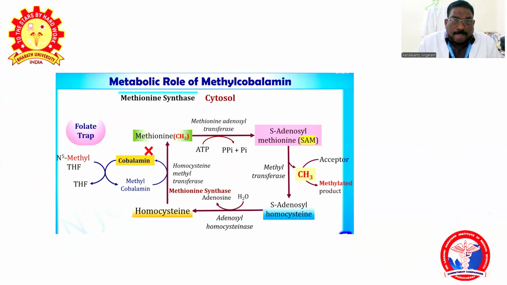Suppose, due to deficiency of vitamin B12, homocysteine will not be converted into methionine. So what will happen? Whatever methyl group is present in the form of N5-methyl tetrahydrofolate is stored. This is called the folate trap. So the absence of both folic acid and cobalamin leads to the condition called megaloblastic anemia.